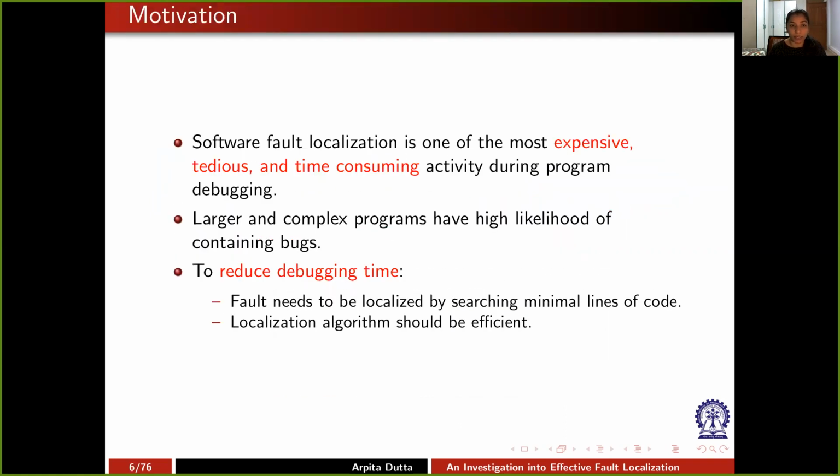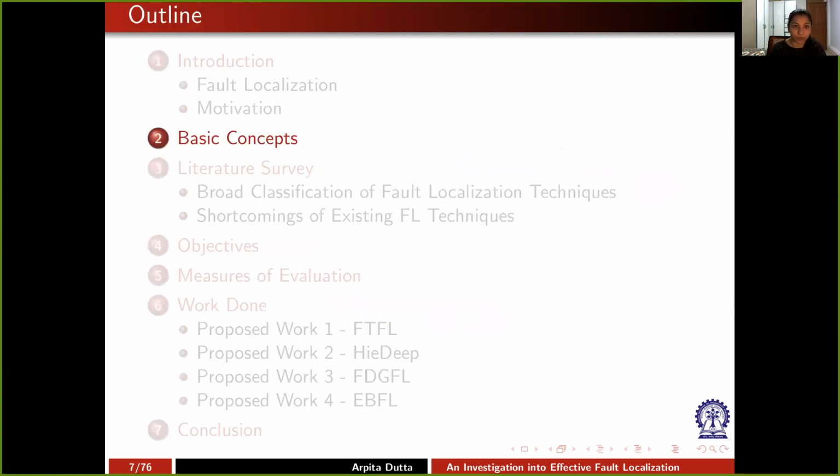As I said, bug localization is the most expensive, tedious, and time-consuming activity during the complete process of program debugging. With the increase in size of programs and their complexity, their likelihood of containing bugs also increases. Therefore, to reduce the total debugging time, the fault needs to be localized by searching very minimal lines of code, and the localization algorithm should be efficient.